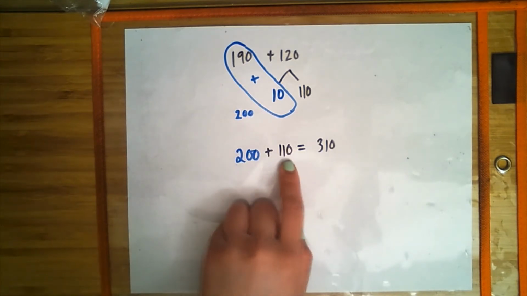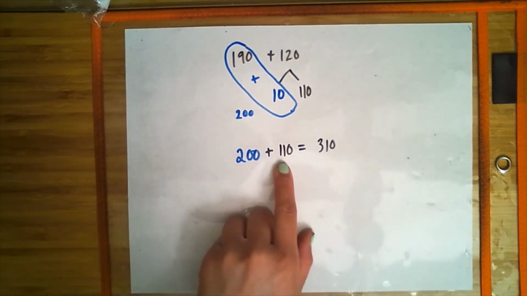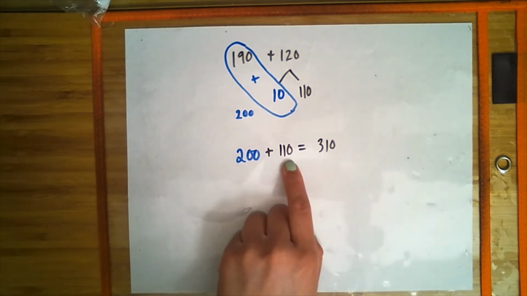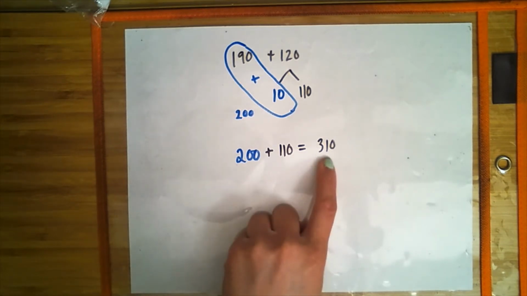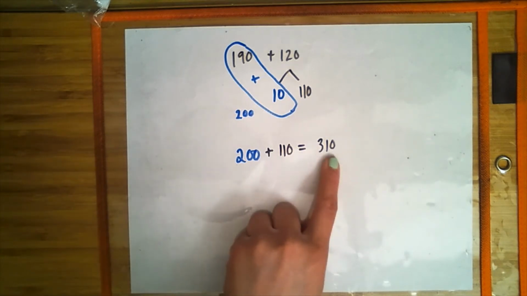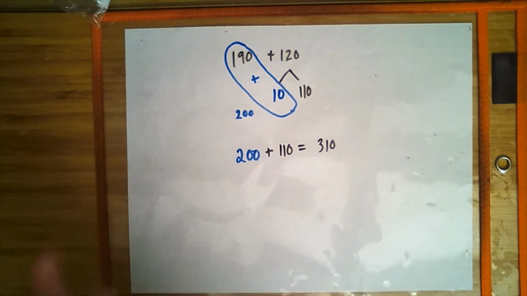If I have 200 here plus that extra 100 there, that's 300. And then if I have 110, then I have 10 left to add. Or if I have 10 ones, then I add 10 ones to the 300. Therefore, my solution or my whole is 310.